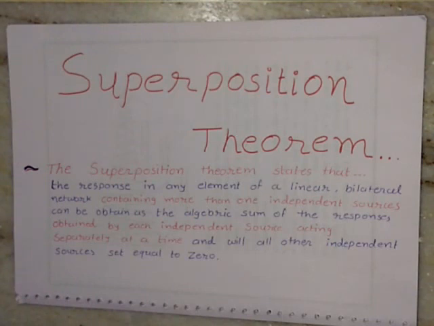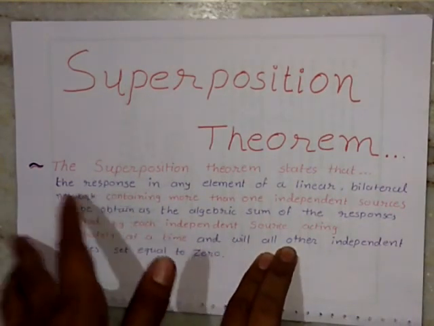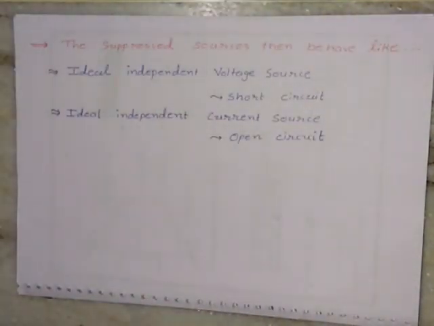While evaluating the response from one independent source, the other sources cannot be removed broadly from the circuit. Instead, you suppress all the independent sources by setting their value to 0. The suppressed sources then behave like the following replacement. An ideal independent voltage source acts as a short circuit. An ideal independent current source acts as an open circuit.